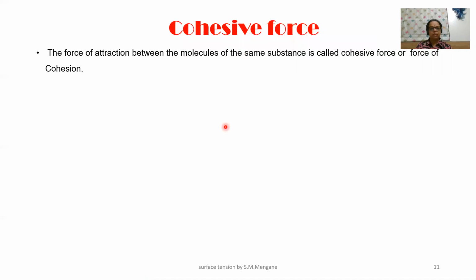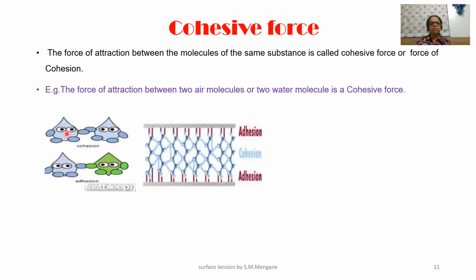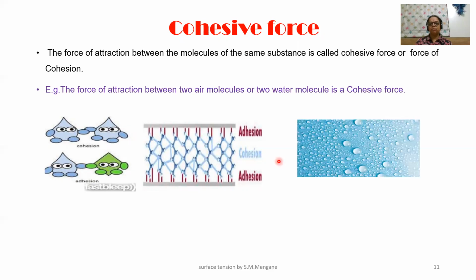Cohesive force: the force of attraction between the molecules of the same substance is called cohesive force or force of cohesion. Example, the force of attraction between two air molecules or two water molecules is a cohesive force. See, as shown in the figure, the force between the same molecules, we can say molecules of the same substance. If they are different substances, the force is not called cohesive force.